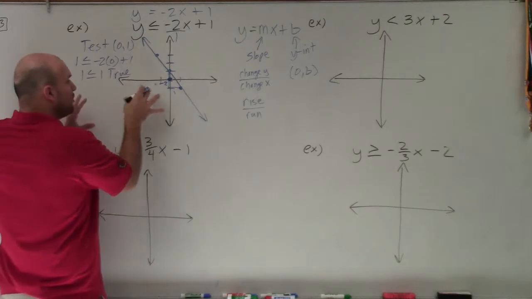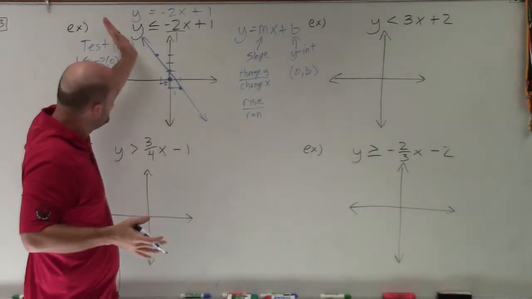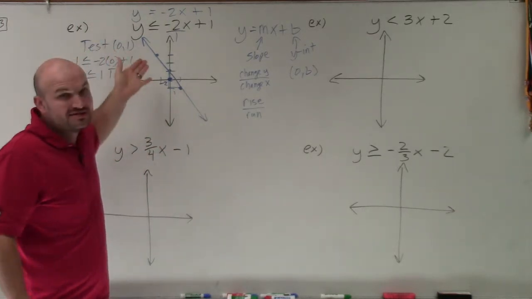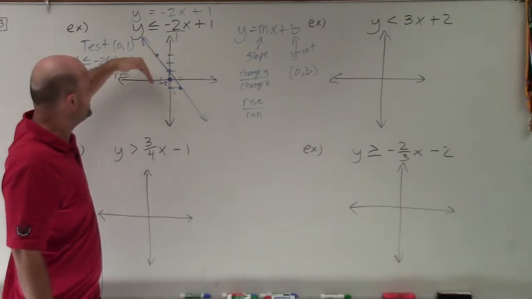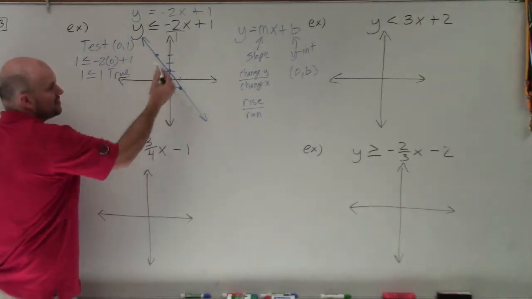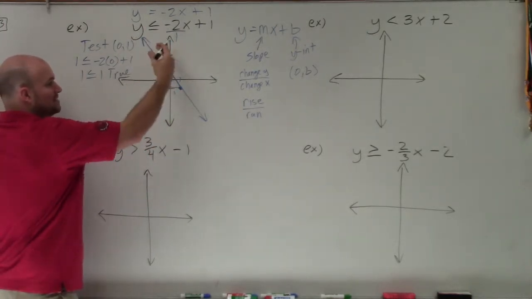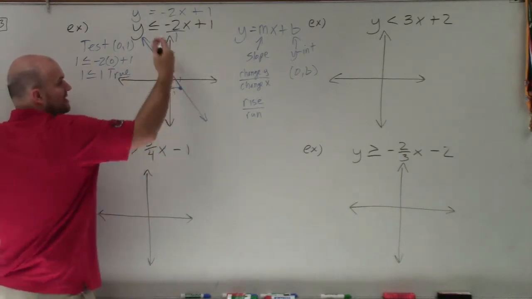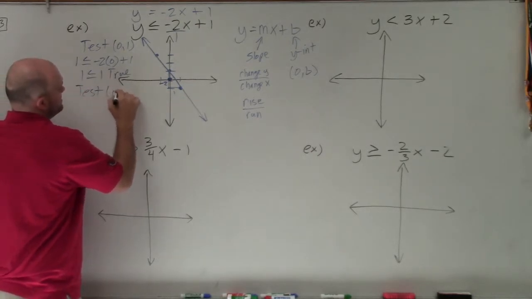Now, when you're testing the points below or above the line, it's important to choose a point that's not on the line. So if the line goes through 0, 0, you can't choose 0, 0. But otherwise, 0, 0 is the best test point I like to use as far as determining the truth below or above. So you can see my point 0, 0 is below the line. If this point is true, when I plug it in for y and x, that means all the other points below are true. If it's false, that means all the points below are false and all the points above are true. So now I'm just going to test 0, 0.